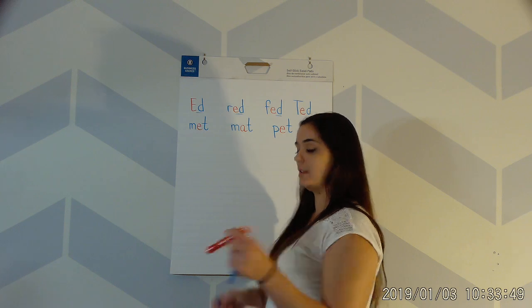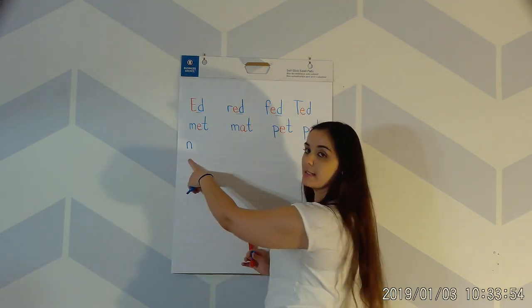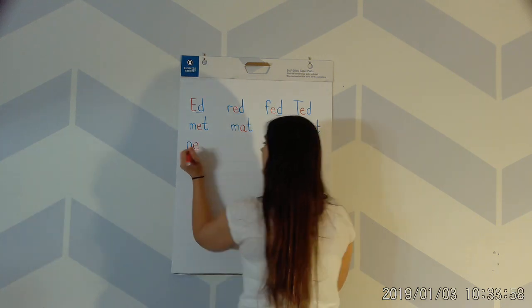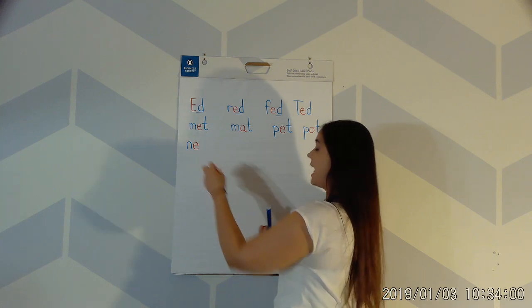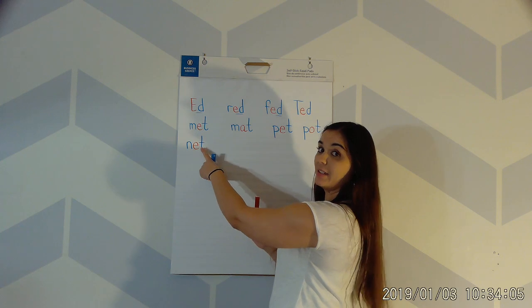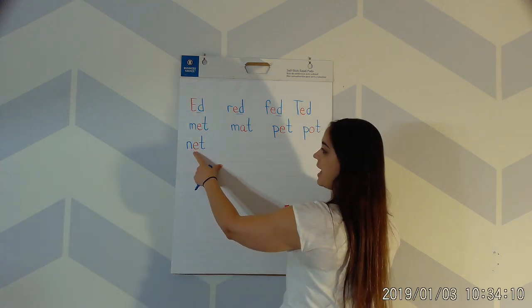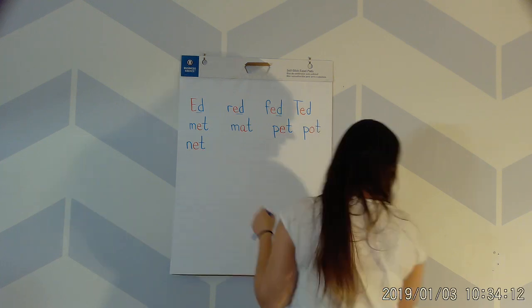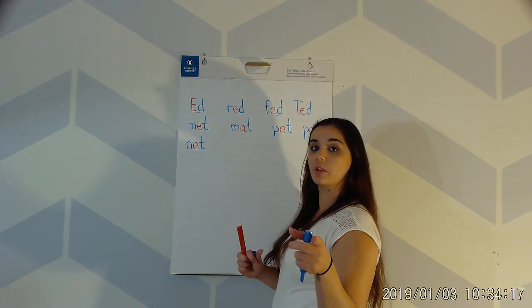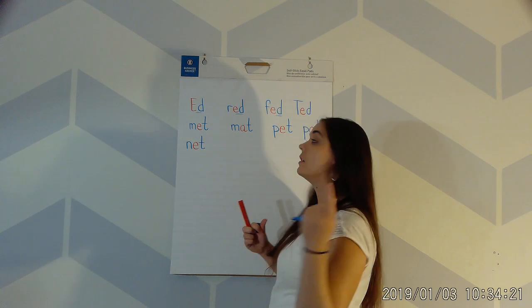Net. Your turn. Net. So here's N. N says what? Here's E. E says what? Eh. And here's T. T says what? Ta. Let's blend. Eh. Ta. Net. And next word. Not. Your turn. Not. Ah. Ta. Not.